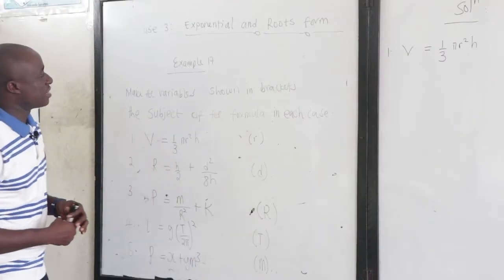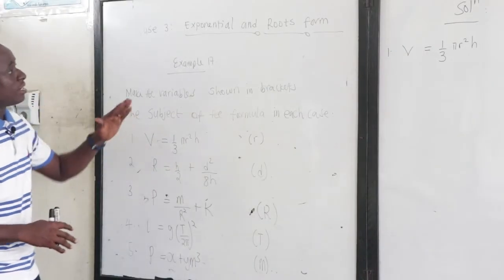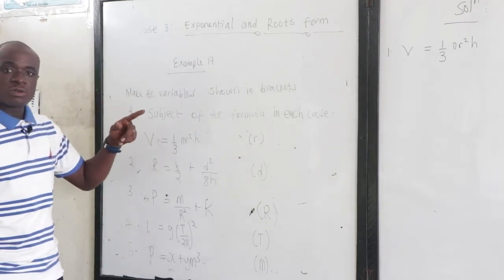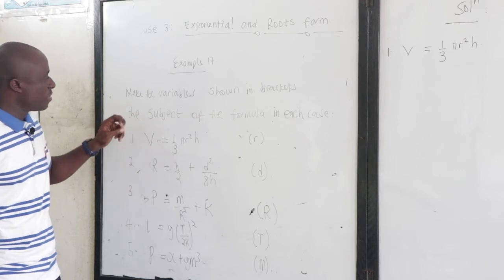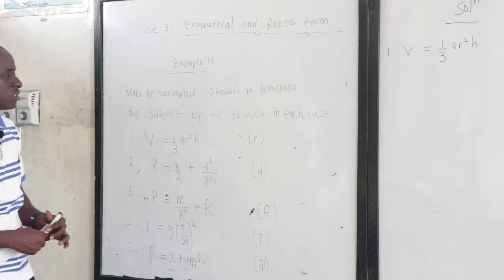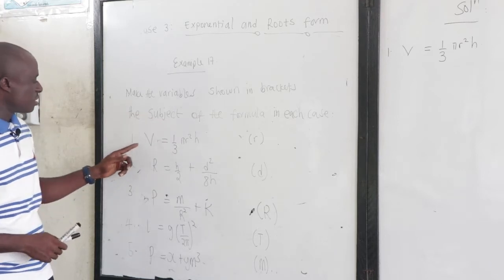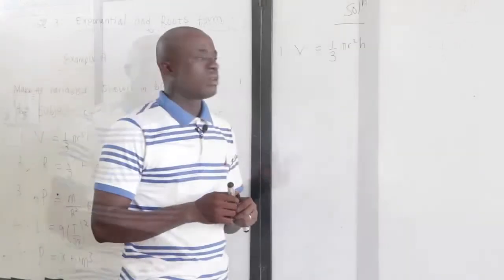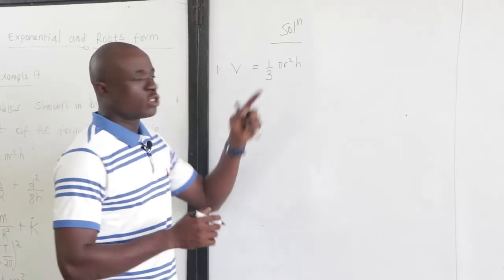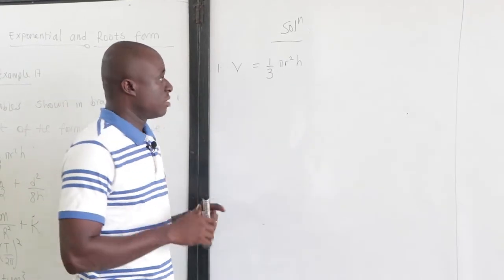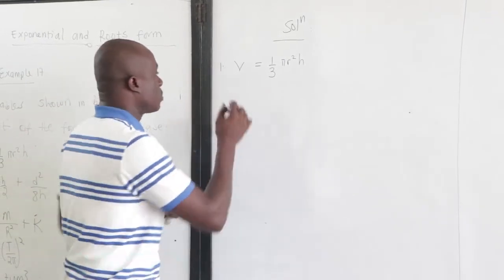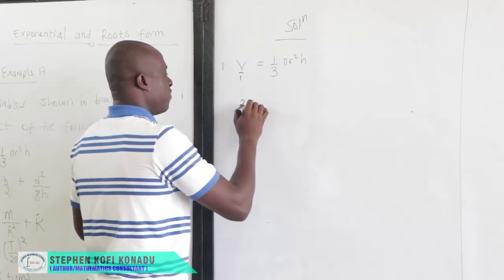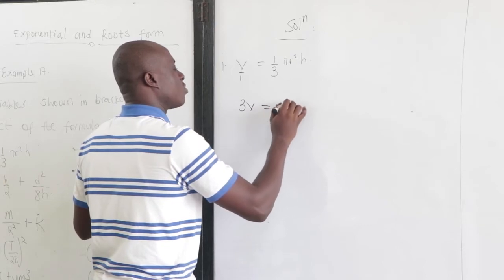Now let's consider this case. That's case 3. It says that that is the exponential and roots form. Now let's consider an example. We have to make the variables shown in bracket the subject of the formula in each case. The one says that v equal to 1 over 3 pi r squared h. So okay, now we want to make r the subject. So what is the LCM? You know that this one can be considered as over 1, so you can do cross multiplication. So you have 3v equal to pi r squared h.